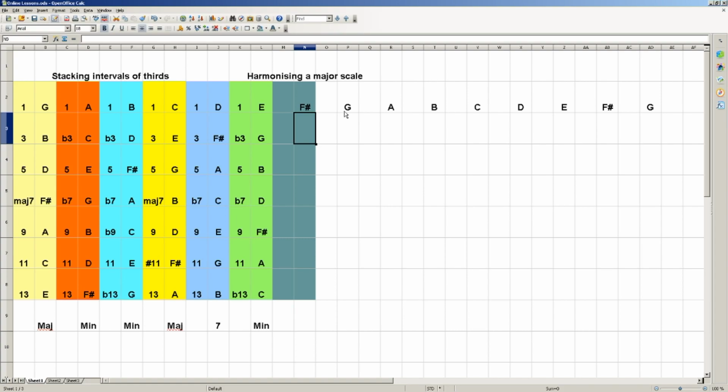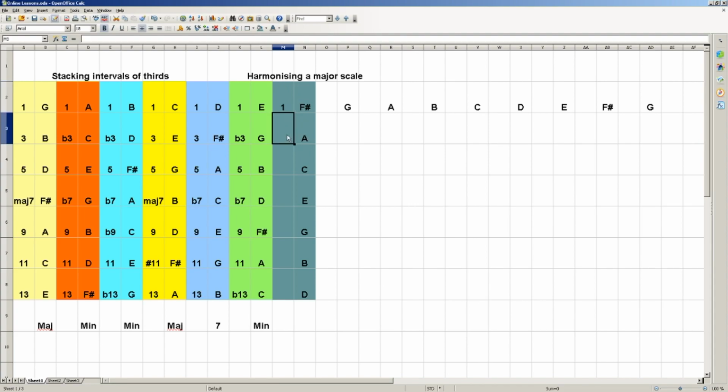F sharp, skip a note, so we're stacking thirds. That's an A, that's a C, that's an E. From E we go to G, from G we go to B, and from B we go to D. Intervals. So F sharp, yeah, it's the root note.